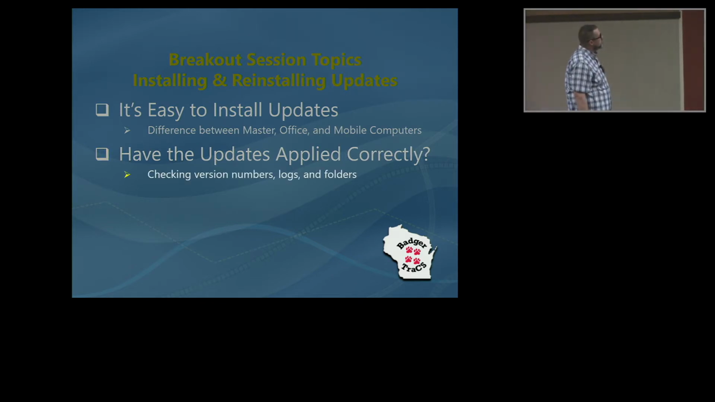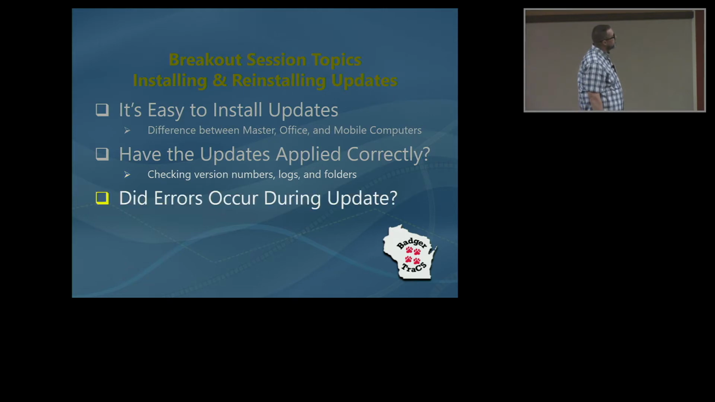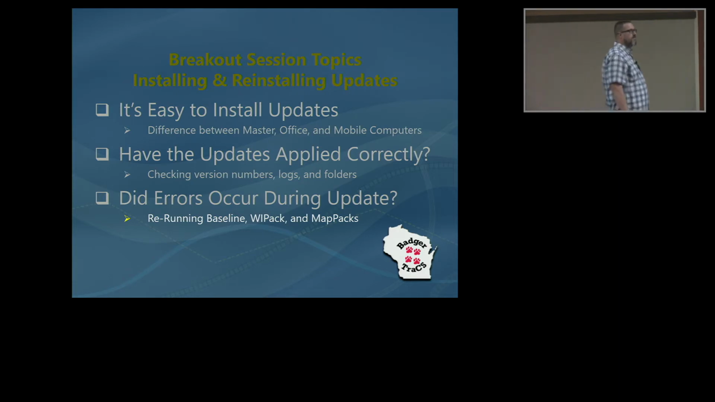So, checking version numbers, we'll show you the logs, and we'll also go into the folders where stuff is getting updated. If any errors occurred during the update, we'll show you how to rerun a baseline, rerun a pack, and lately we released a map pack in March, and that one's been installing 90% good. Sometimes it goofs up or the machine doesn't take it well, so we've been getting some map pack errors. We'll show you how to fix that too.